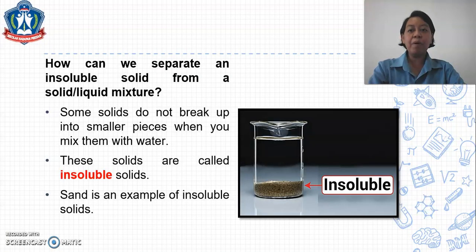How can we separate an insoluble solid from a solid or liquid mixture? Some solids do not break up into smaller pieces when you mix them with water. These solids are called insoluble solids. Sand is an example of an insoluble solid. So look at the picture, children. The sand does not mix with the water, that's why it's called insoluble.